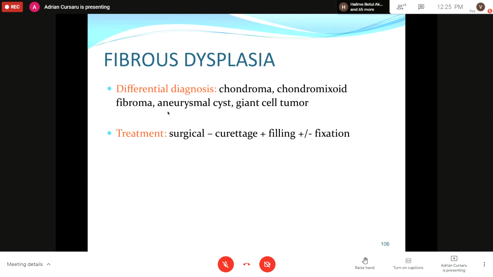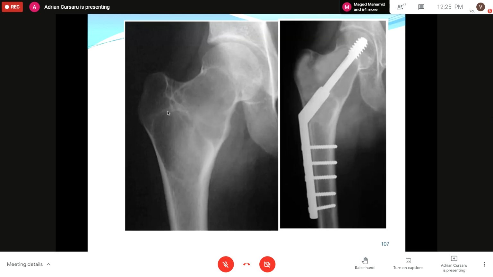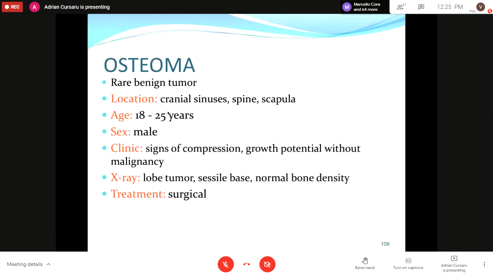What is the correct treatment for that type of tumor? Like in all types of benign tumors, and we are not speaking of the exception, the active one like giant cell tumors, we are speaking just of all the types of benign tumors: surgical curettage and filling with grafts, plus or minus fixation. That depends on the dimensions of the tumor.